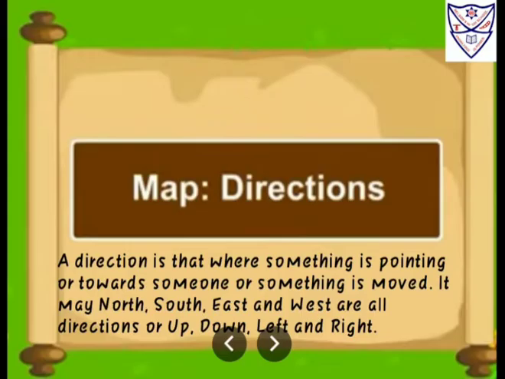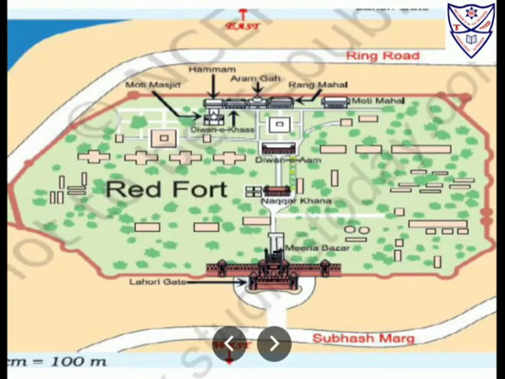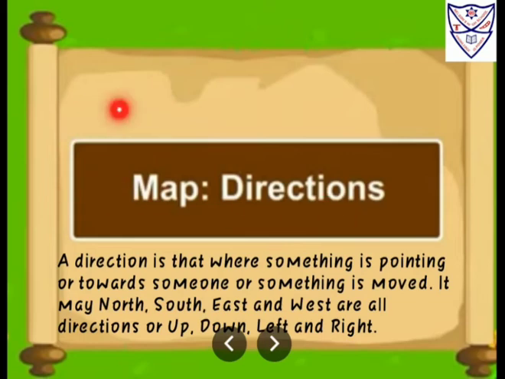But how are they mentioning it? What are the directions? How do they mention that this place will come here, and this place will come here? We will learn with the help of these directions. Direction is where something is pointing or towards where someone or something is moved. North, south, east, west are all directions, or you can say up, down, left and right.